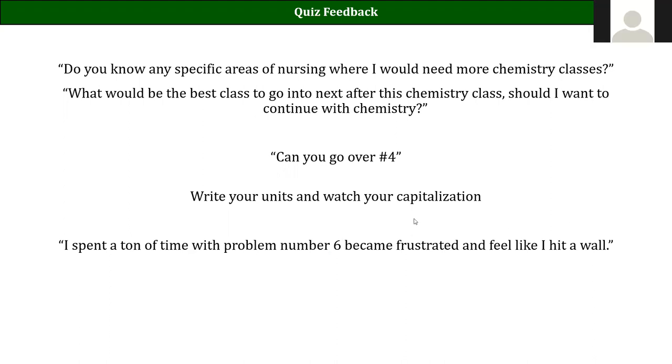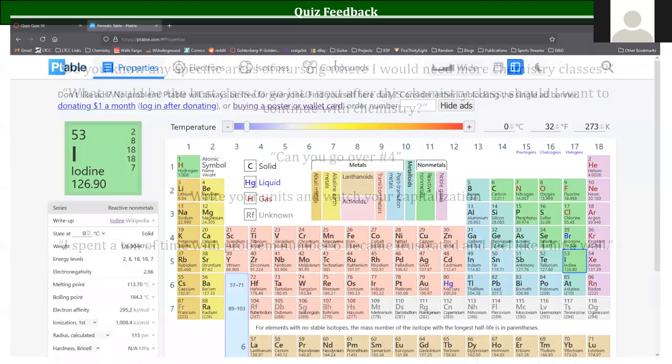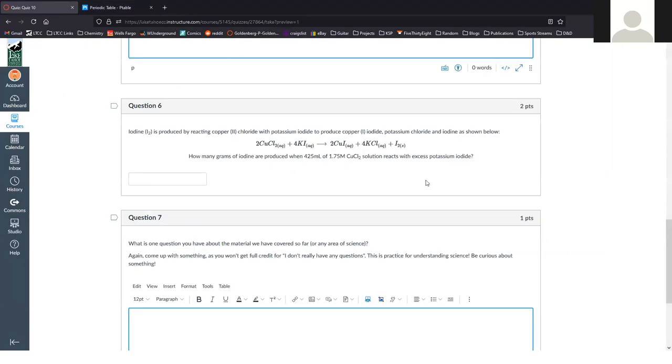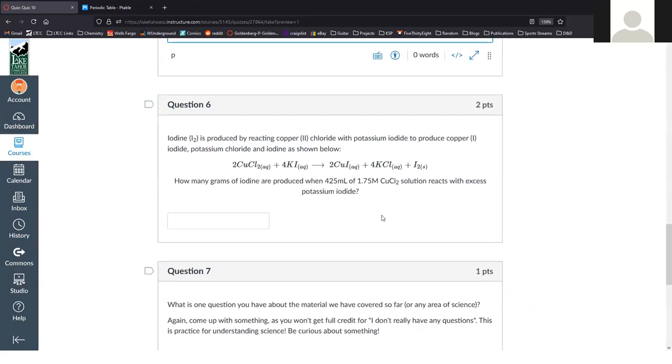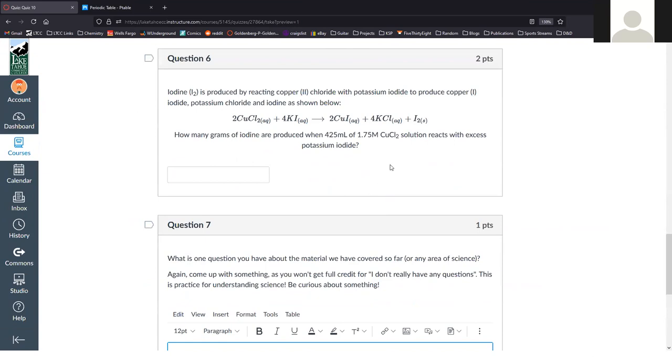Can I ask you something? Absolutely. Okay. So I understand changing the milliliters to liters and changing the grams to the moles. I just don't understand, like, when you say two parts of the reaction react with the one part of iodide. Like, I don't know when I'm supposed to do that part of the conversion. I don't know if I explained it right, but.